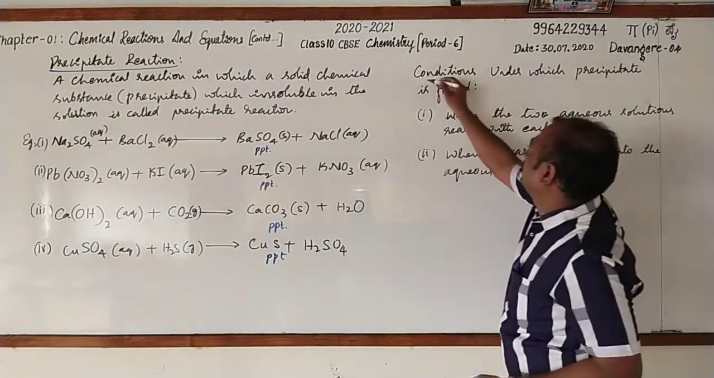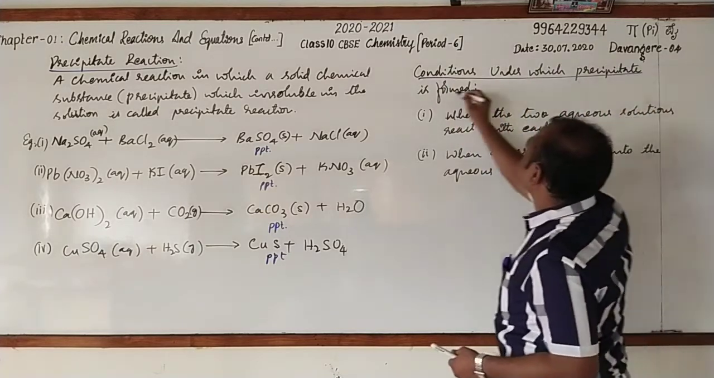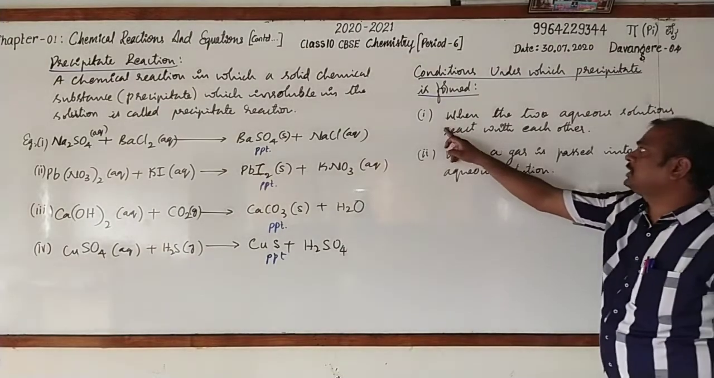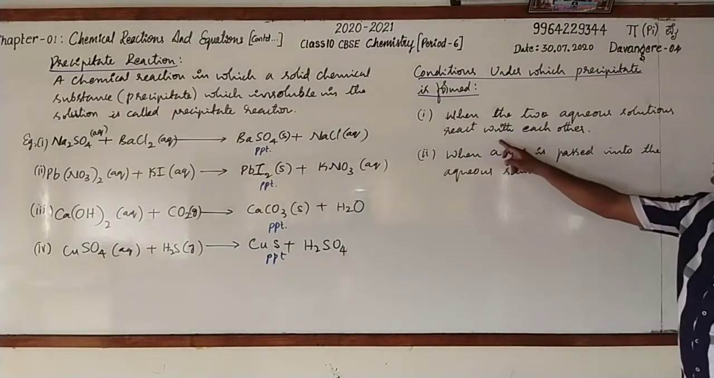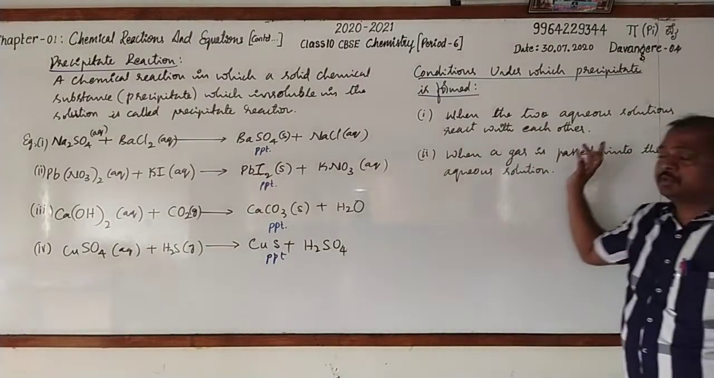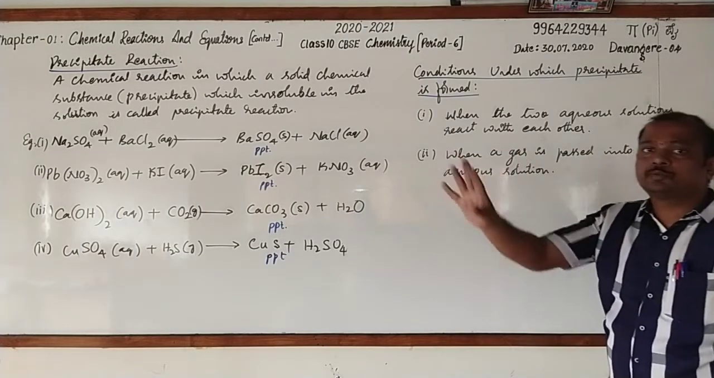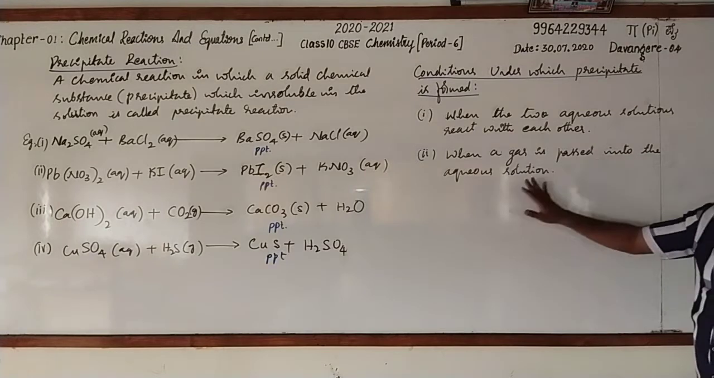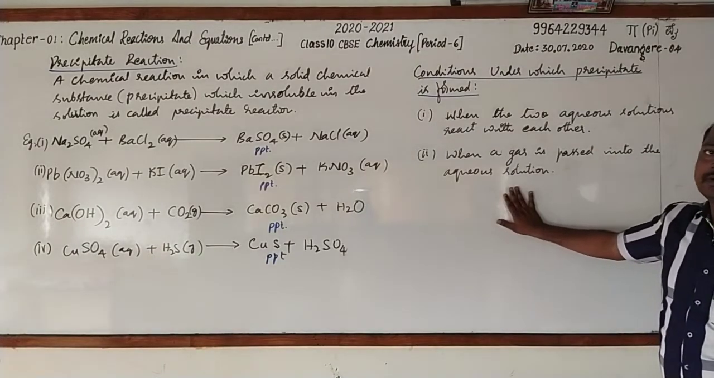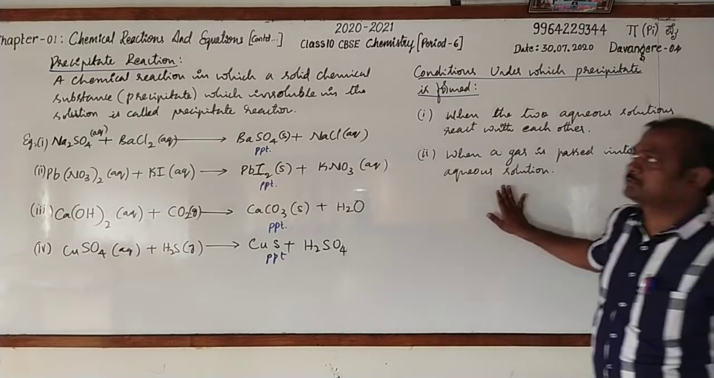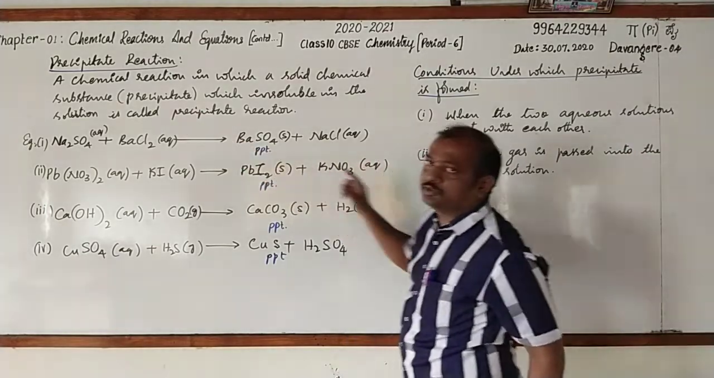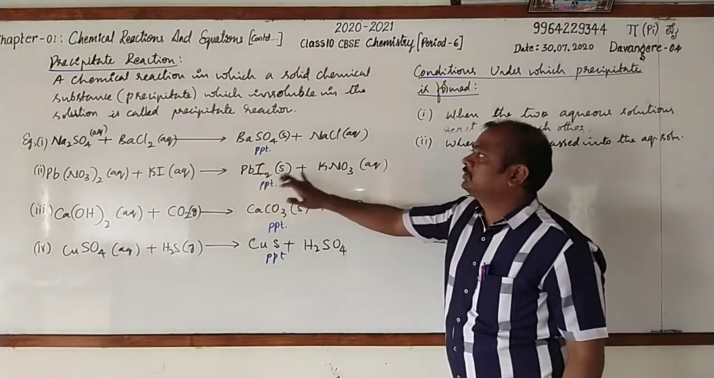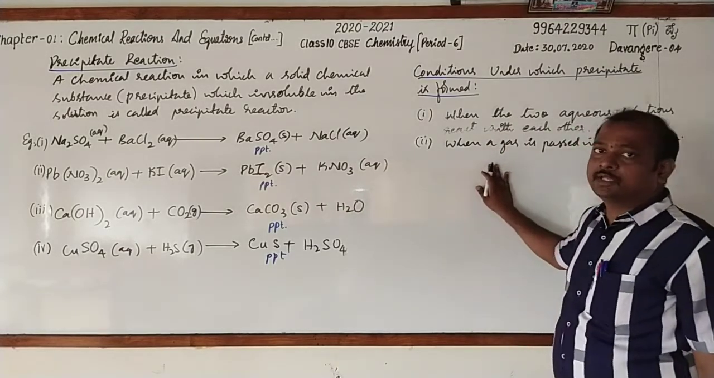Then these are the examples. Here I have written the conditions under which the precipitate is formed. I have already told you. First one is when the two aqueous solutions react with each other, that is, on the reactant side both should be aqueous. And the second one, when gas is passed into the aqueous solution. Clear? Yes. Please go for writing from there to here. Copy that. I hope that we have written this up to here.